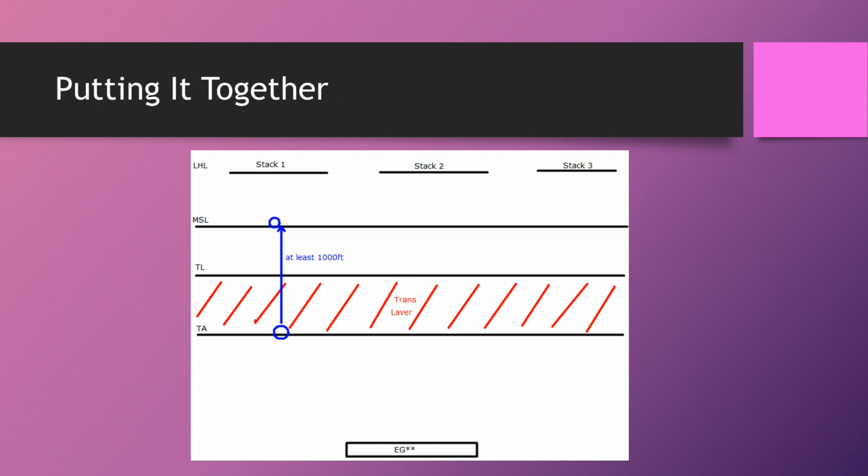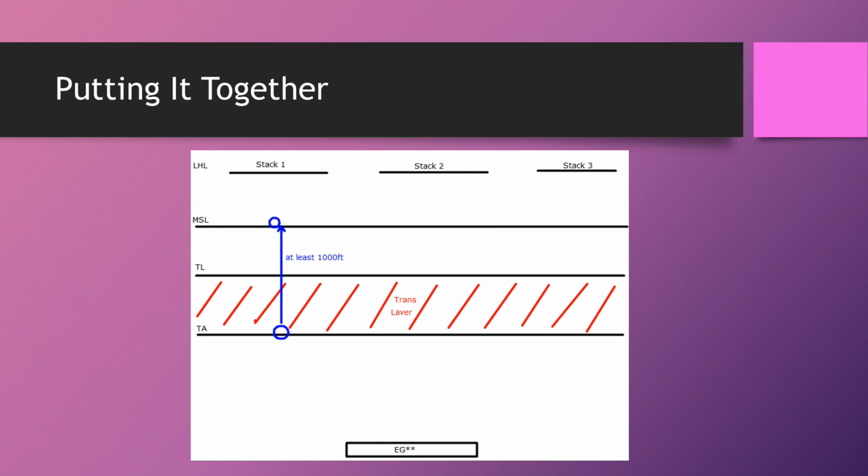So let's put it all together on this diagram then. The bottom line is the transition altitude. The next one up is the transition level, and in the middle of that in red we've got the transition layer. Above that we have the MSL, and above that we have lowest hold level. You'll notice how I've drawn some blue on the diagram. The blue circles are aircraft, so we've got one aircraft flying at the transition altitude and one aircraft flying at MSL. The distance between those two aircraft is at least 1,000 feet. That is what MSL is.